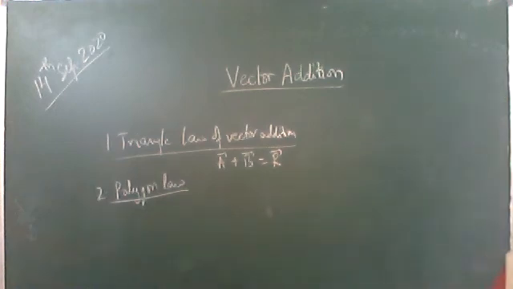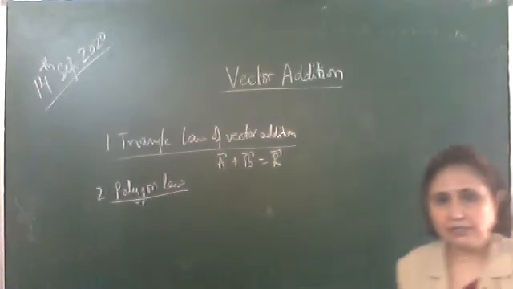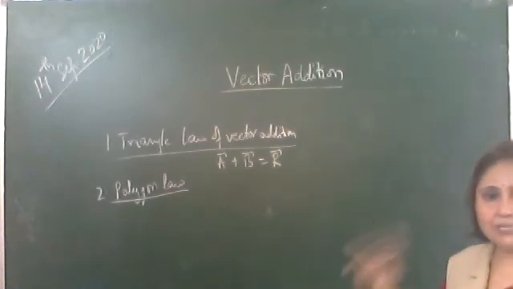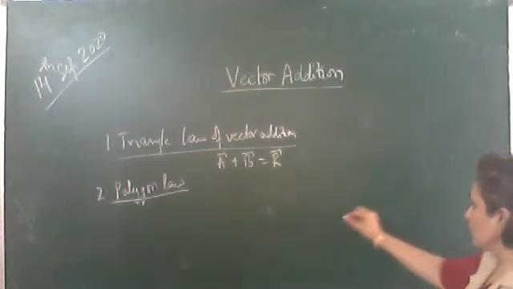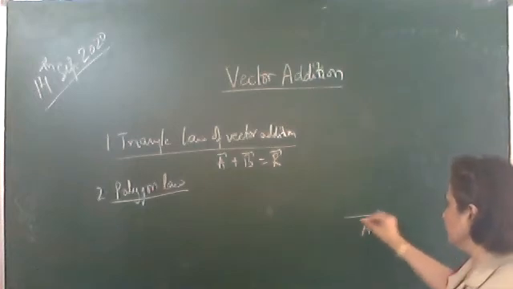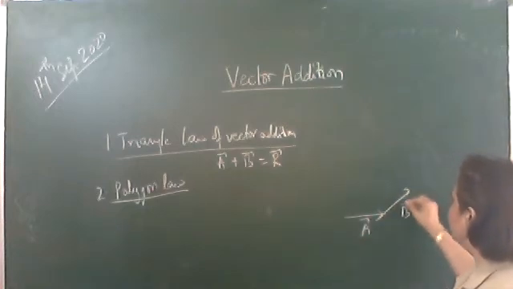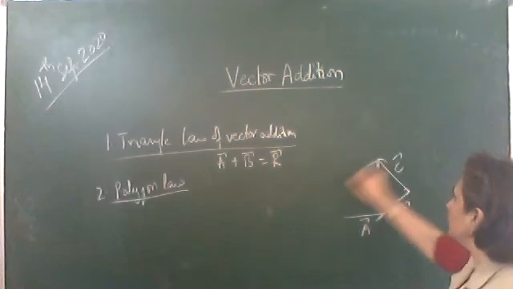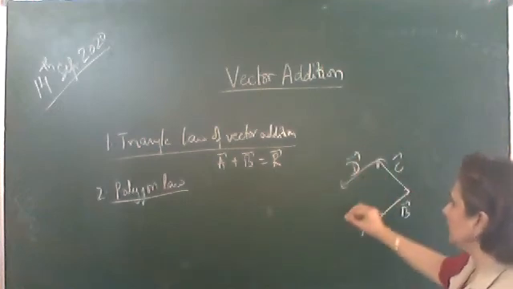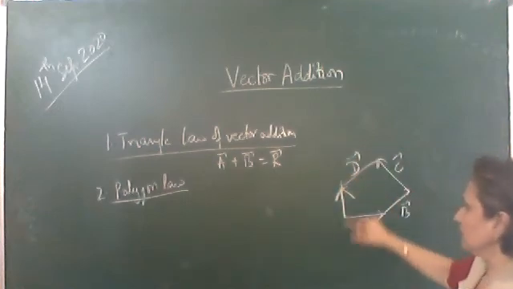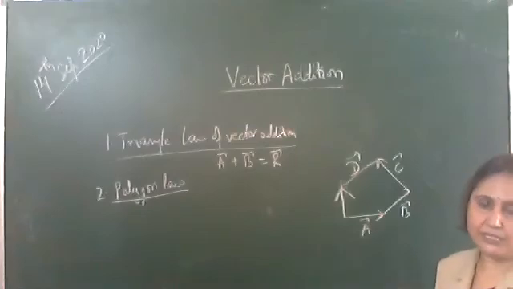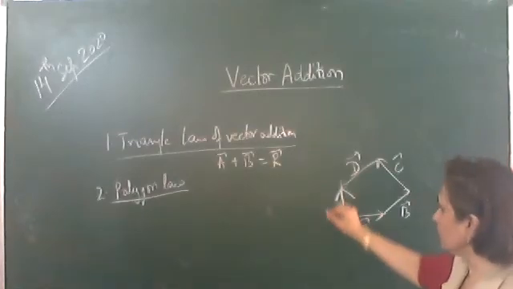Okay, what is a polygon? Which is having more than 3 sides, that we call a polygon. 3 sides triangle, 4 sides quadrilateral, 5 sides pentagon, 6 sides hexagon, septagon and heptagon and so on. Polygon means more than 3 sides. So if a number of vectors can be represented by the sides of a polygon, then their resultant is given by the closing side of the polygon taken in opposite order.